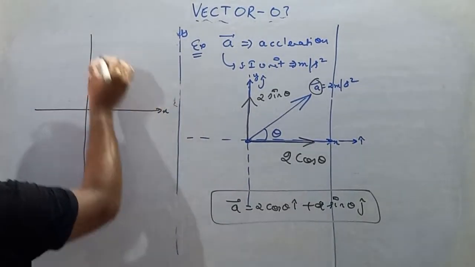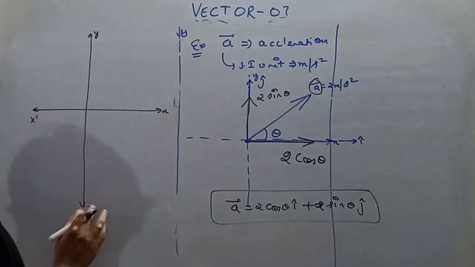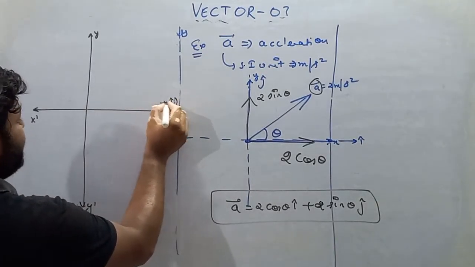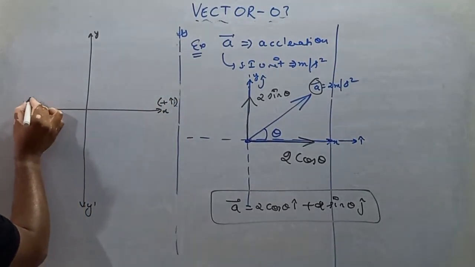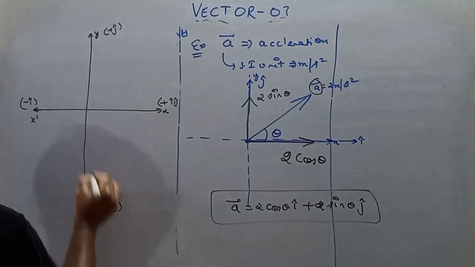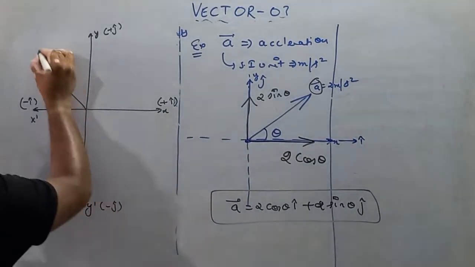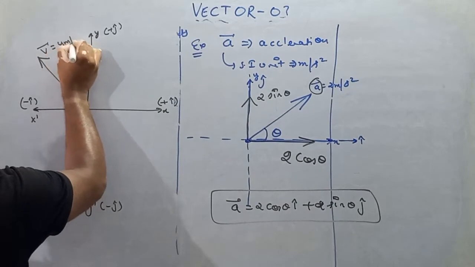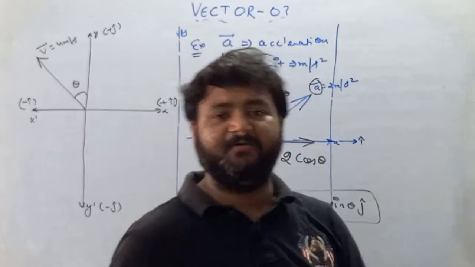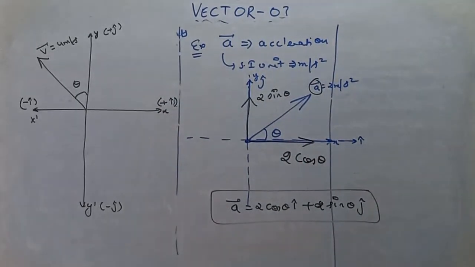So this is our x-axis, this is our y-axis, this is x dash, this is y dash. I'm sorry, it is not z. Here in this direction it is plus i cap and in this direction it is minus i cap, in this side plus j cap and in this side minus j cap. Let's suppose now the particle is moving like this with velocity, let's suppose 4 meter per second, and making some angle theta with y-axis.